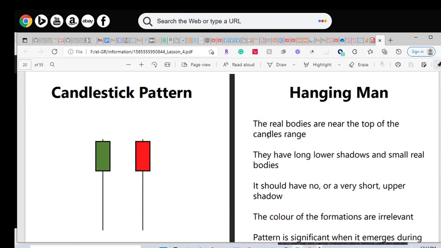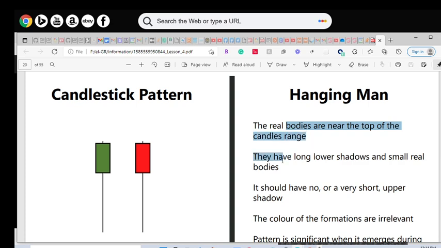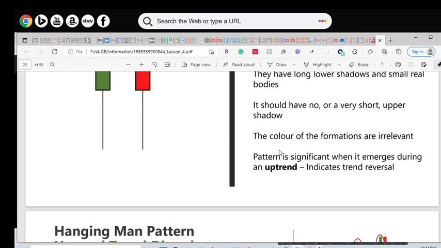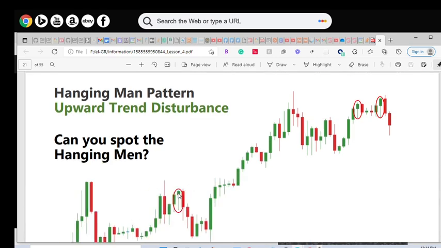So you have the hanging man, with the real body at the top of the range. It should have no upper shadow. The color is not important. The pattern emerges during the upward trend. So here, upward trend.